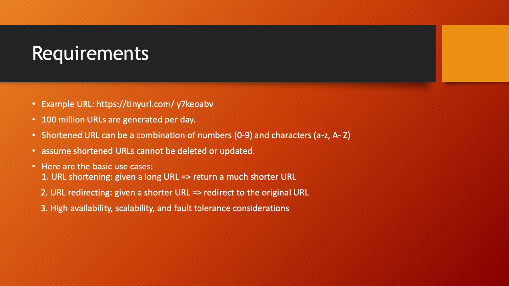Then the expectation might be that we need 100 million URLs generated per day. The shortened URL could be a combination of numbers and characters, and we could assume shortened URLs can be deleted or updated. Or it cannot be deleted or updated.